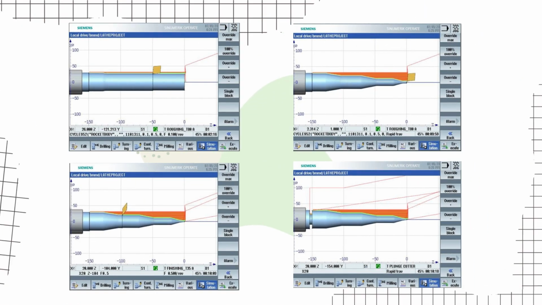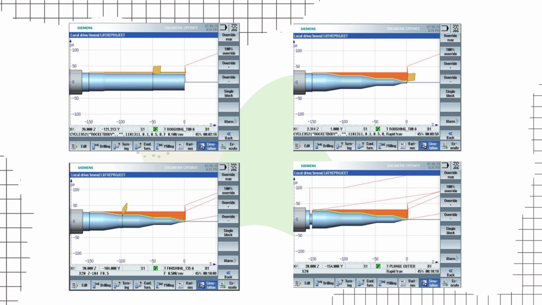From here we can see there are 4 types of image. The first image refers to the facing of the product. The second one refers to the roughing process of the product, and the third image refers to the finishing process of the product, and the fourth one is the parting, where we use the plunge tool to cut off and divide the product from the machine.